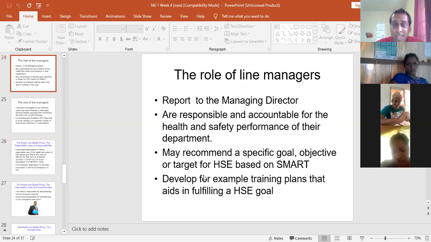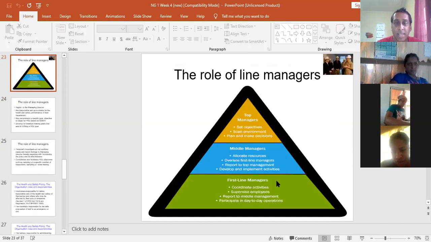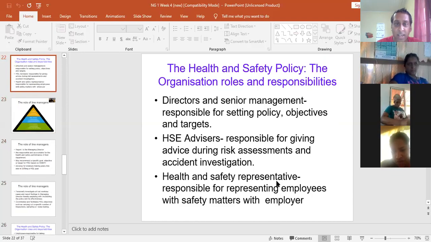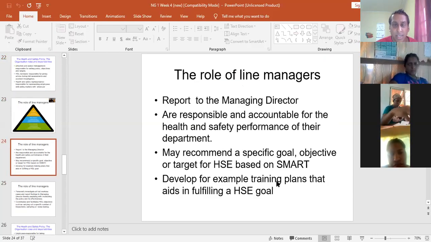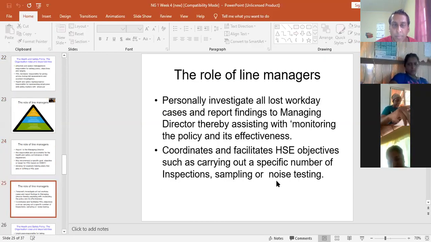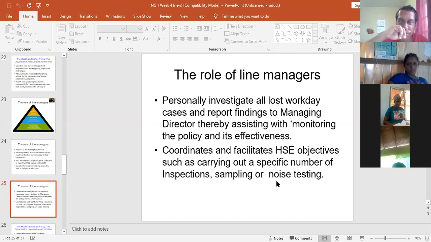One of them is the line manager. A line manager is like a low-level manager, right? Responsible and reporting to a manager or director, taking part in incident investigation. I have it here, right? I think I had it on another slide, the role of the line manager. Personally investigating all lost workday cases and reporting findings to the managing director. Coordinating and facilitating HSE objectives, such as carrying out a specific number of inspections, sampling or noise testing, right? So I think you have that a bit.